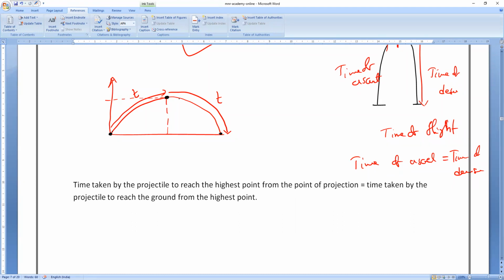To reach the ground, again from where, guys? Again from the highest point. Understanding? From the point of projection to the highest point, and from the highest point to the ground, the time is always equal.